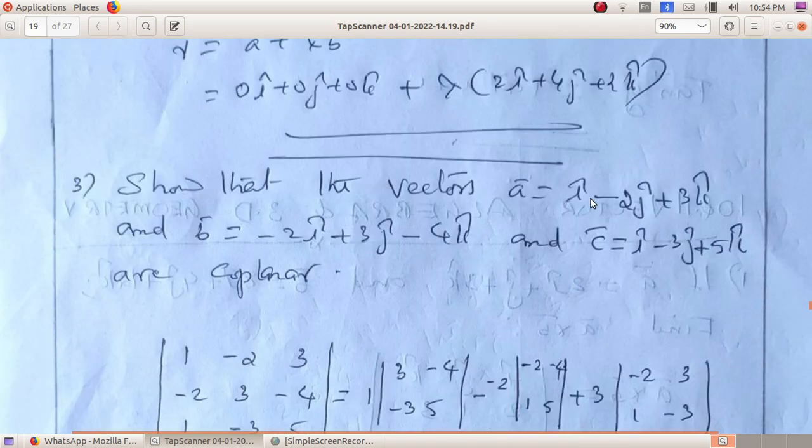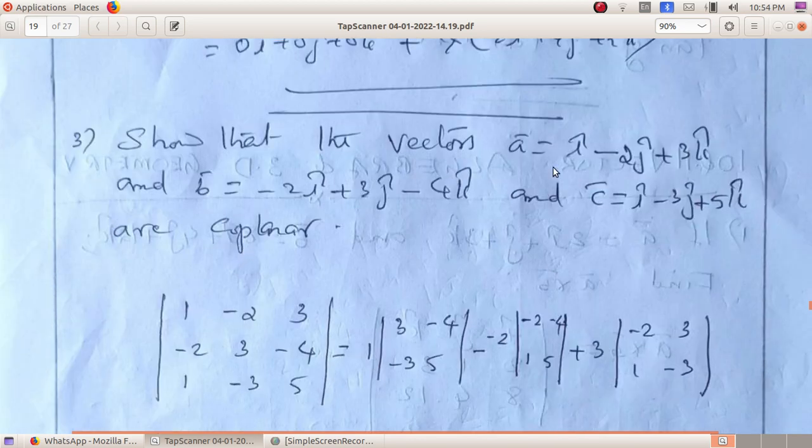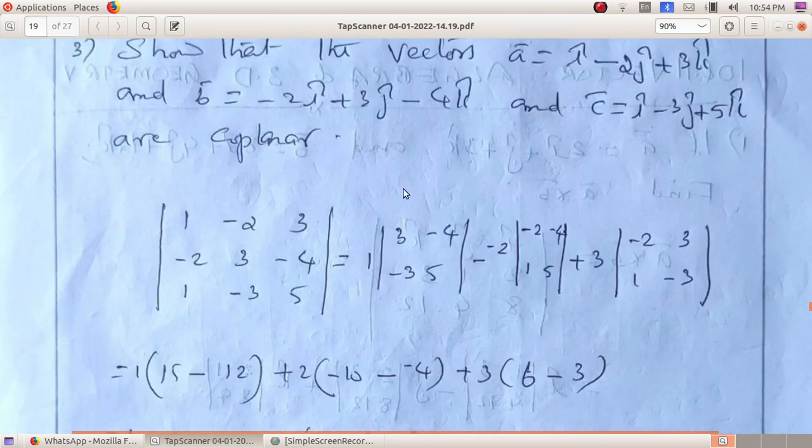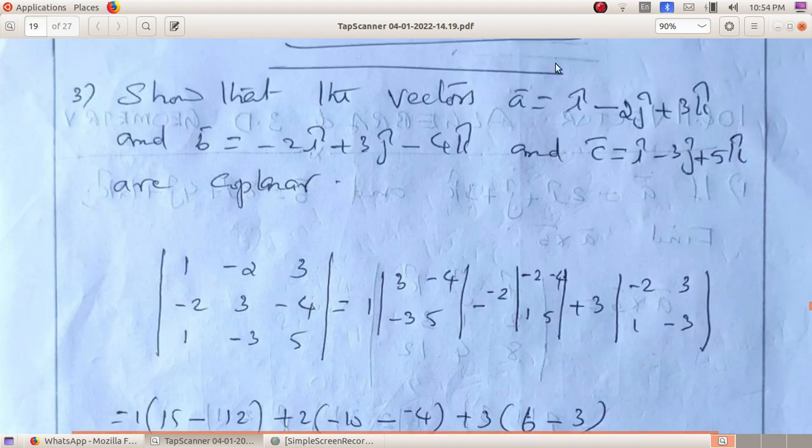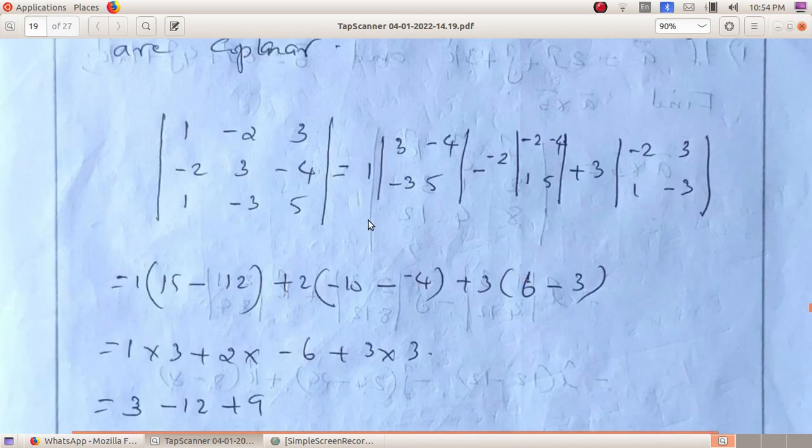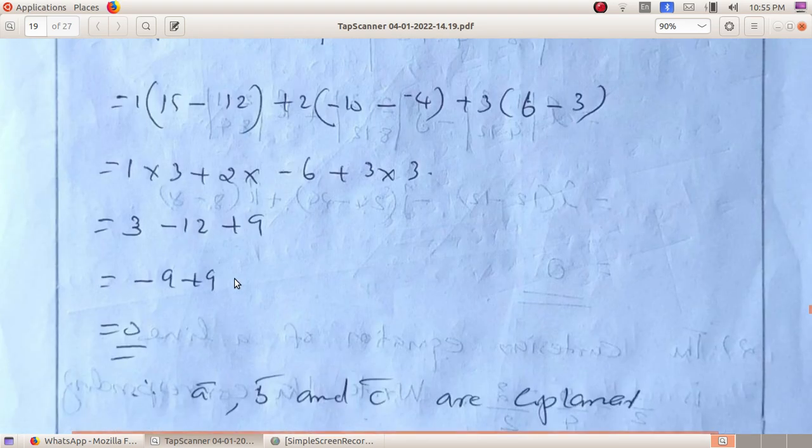Show that the vectors a equal to i minus 2j plus 3k and b equal to minus 2i plus 3j plus 4k and vector c equal to i minus 3j plus 5k are coplanar. To find whether these three vectors are coplanar, we do this step. 1, minus 2, 3, minus 2, 3, minus 4, 1, minus 3, 5. If this answer is 0, these vectors are coplanar. So 1 into, cover this row and this row, 3, minus 4, minus 3, 5. And you solve, and then you will get the answer as 0. Therefore these three vectors are coplanar.